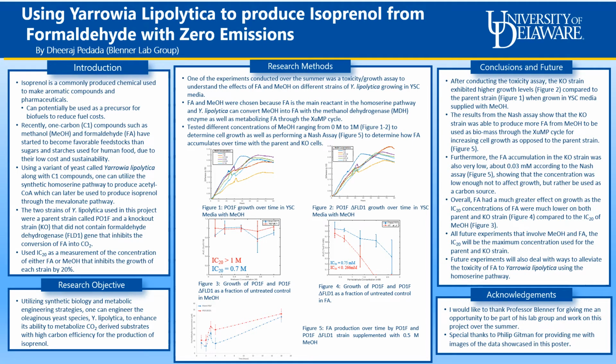Hey guys, my name is Darish Parada and I'm a chemical engineering major from the class of 2024. Today I'll be talking about my project on using Yarrowia lipolytica to produce isoprenol from formaldehyde with zero emissions.